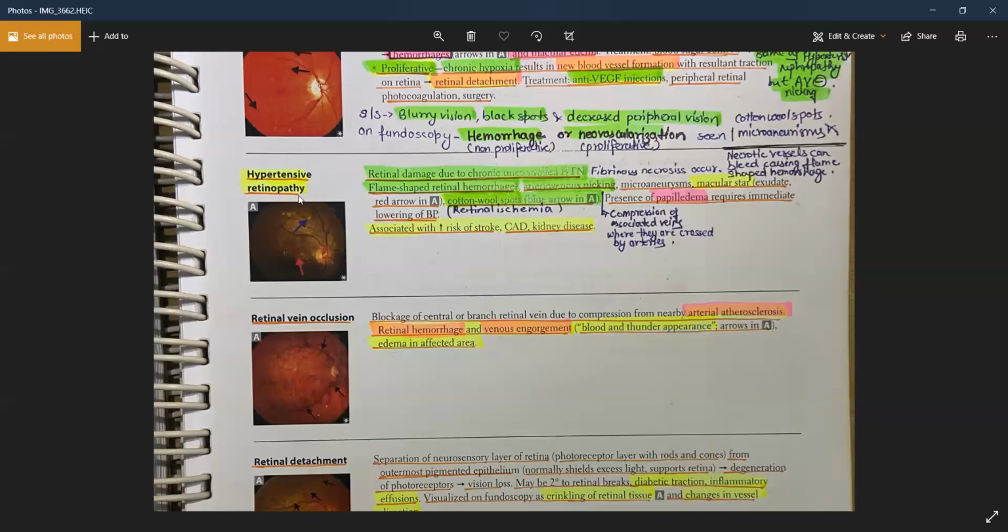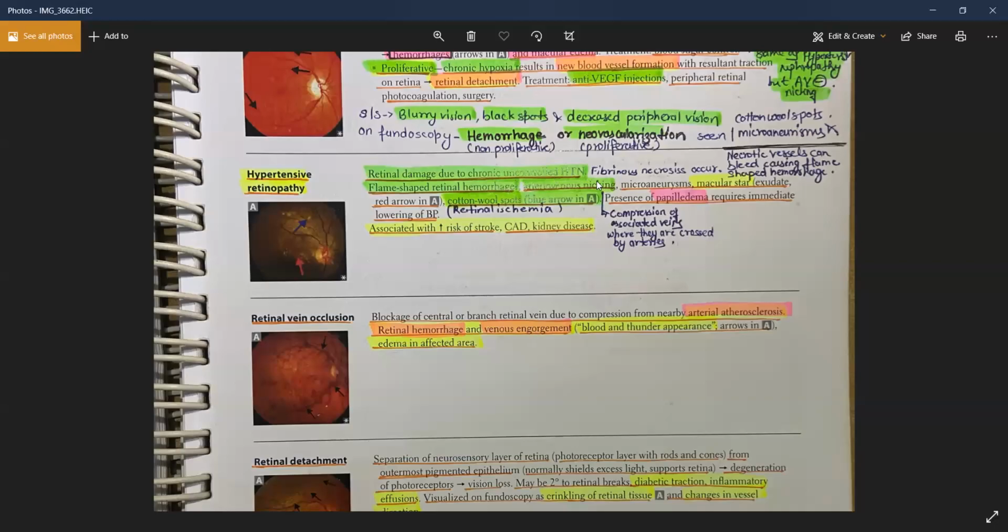Because of this high or uncontrolled BP, okay, you will have a necrosis in the vessels of your retina. Okay, you will have flame-shaped retinal hemorrhages. Okay, you will have AV nicking because of the hypertension. You will have vessel thickening, arteriosclerosis, and as a result, it will make the vessels hard. So at the point where the arteries cross the vein, they will compress the vein at that point, and that will lead to the arteriovenous nicking.